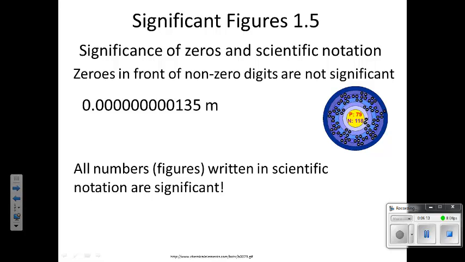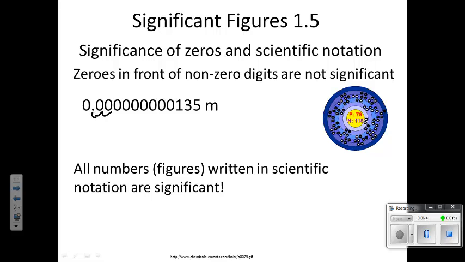The problem is with the zeros. Zeros can be significant or not, and we're going to learn what the rules are here. Zeros in front of non-zero digits are not significant. So here, remember, this is the radius of a gold atom. These zeros are not significant.